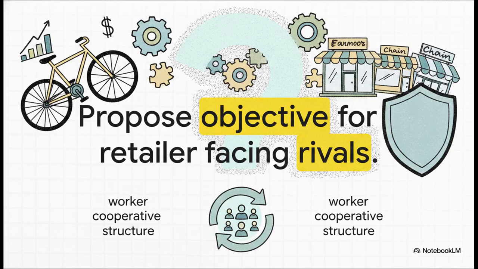Let's put that context straight to work. Pause the video now and complete task 2. Propose one specific financial objective for a specialist independent retailer like Far More Cycles facing increased competitive rivalry, justifying its selection over other financial goals. Remember to root your answer firmly in the context of their worker cooperative structure and that specific external threat from those big national chains.